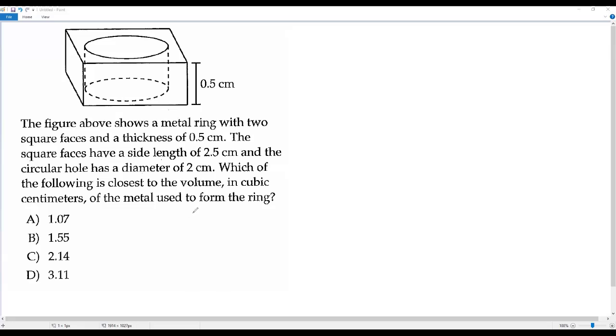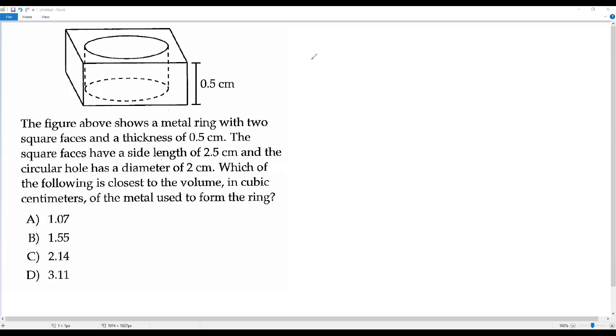Okay, first let me say the idea to get the volume of the metal used to form the ring. I just imagine this is a rectangular prism or cuboid. The rectangular prism has no hole in it, so it's completely filled by the metal. First let me find the volume of this rectangular prism, from which I just subtract the volume of the metal that we have in the hole. When I subtract the volume of the metal in the hole from the volume of the rectangular prism, I'll be getting the volume of the metal used to form this ring.